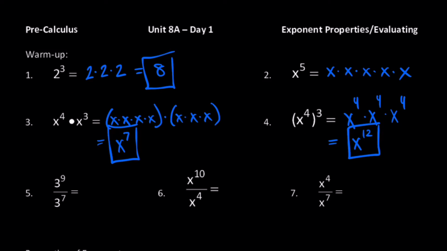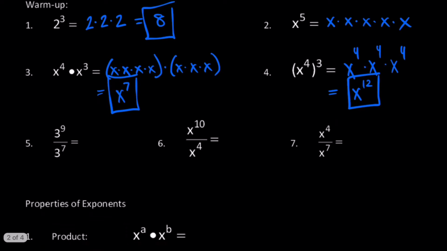In number 5, 3 to the 9th over 3 to the 7th, that's easy to evaluate without a calculator. You don't need to evaluate 3 to the 9th or 3 to the 7th, as long as you understand that these 7 3's would cancel 7 of those, so you're just left with 2. So 3 squared is just 9.